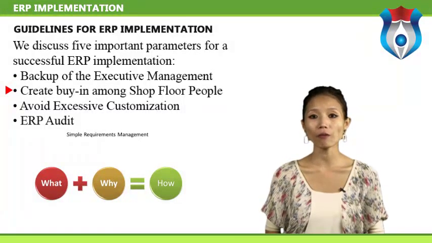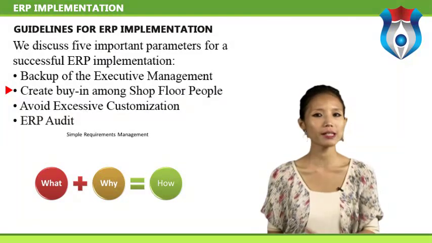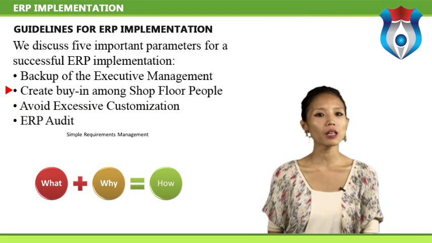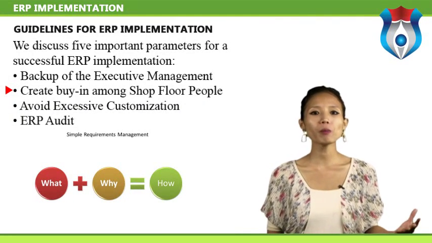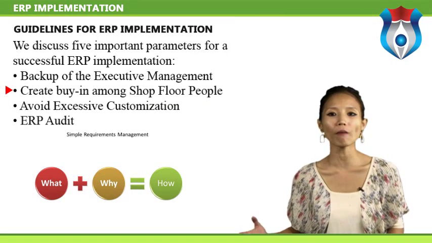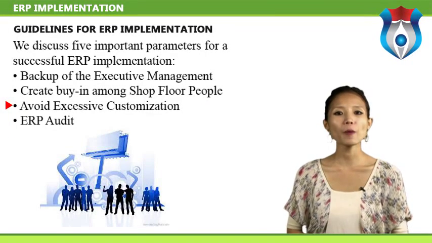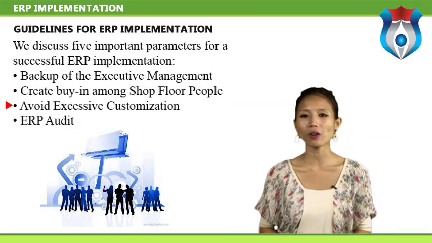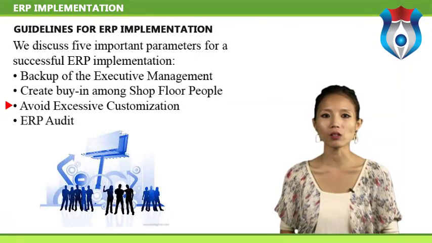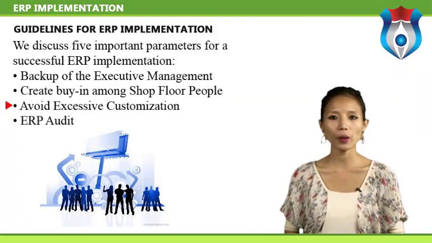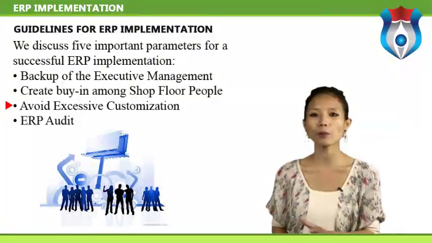Create buy-in among shop floor people. People are resistant to change, and this holds true for ERP too. For instance, if we are implementing an ERP process in the manufacturing sector, we have to first understand the people who will use it. While the corporate people will accept it willingly, the people on the shop floor will definitely resist it. Avoid excessive customization. The ERP is like a lubricant that will help the business run faster. Many times people mold the ERP system to fit their business processes. For successful ERP implementation, however, it is much easier to slightly tweak the business process rather than the ERP system.